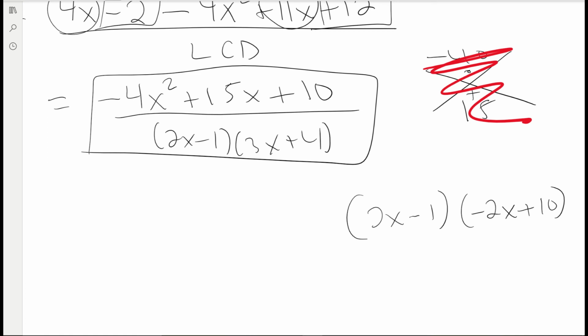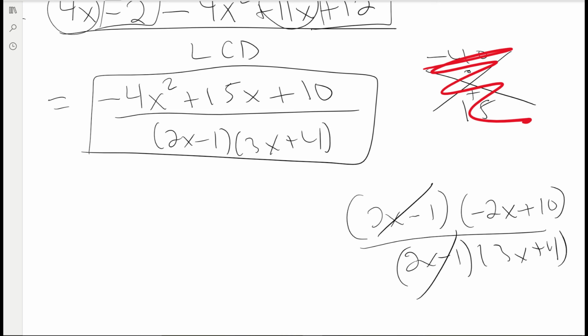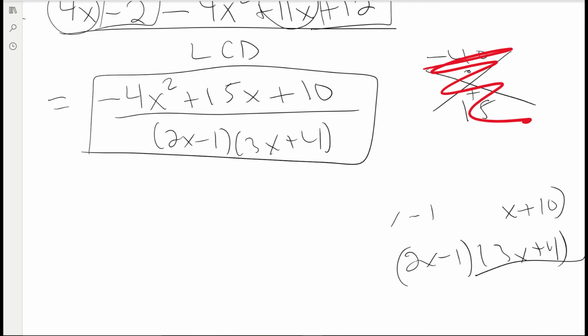Well, in this case, the 2x minus 1's match, and so now I can cancel them out, top and bottom, because they're the same, and then this would be my final result. So this is why we factor it, just to be safe. Okay, in this case, there's nothing that we can do in this problem.